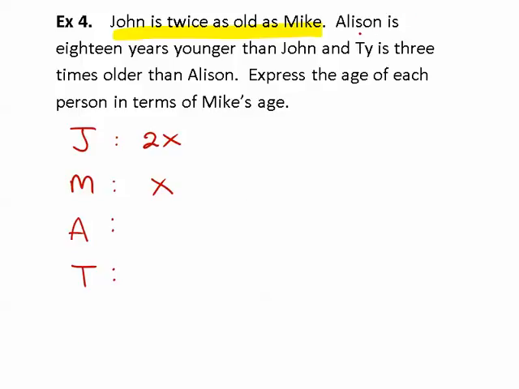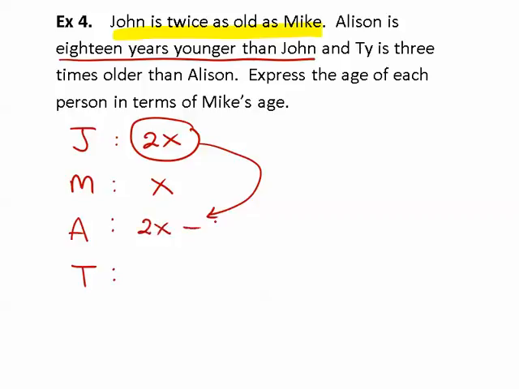Next, it says that Allison is 18 years younger than John. Let's stop there. Well, how old is John? John is 2X years old, so Allison is 18 years younger than John. Don't forget than is going to change the order. So how do you say 18 less than 2X? That's 2X minus 18.